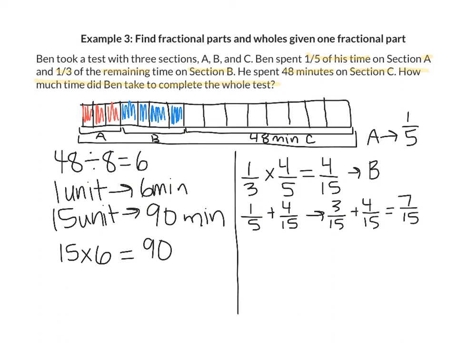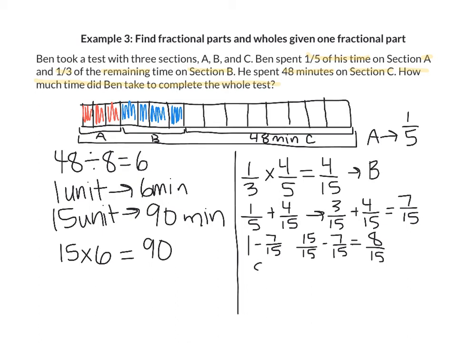To figure out what fraction of the time he spent on section C, we're going to take 1 to represent our total fraction of time, and then we're going to subtract 7/15. Remember, 1 is equal to 15/15. When we subtract 7/15, that equals 8/15. So 8/15 is the fraction of the total time that he spent on section C.